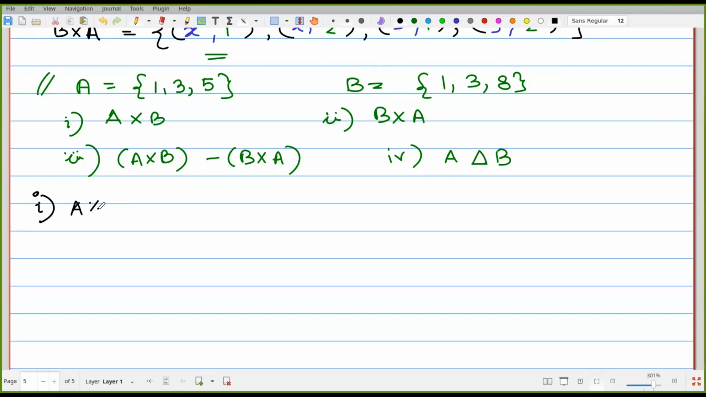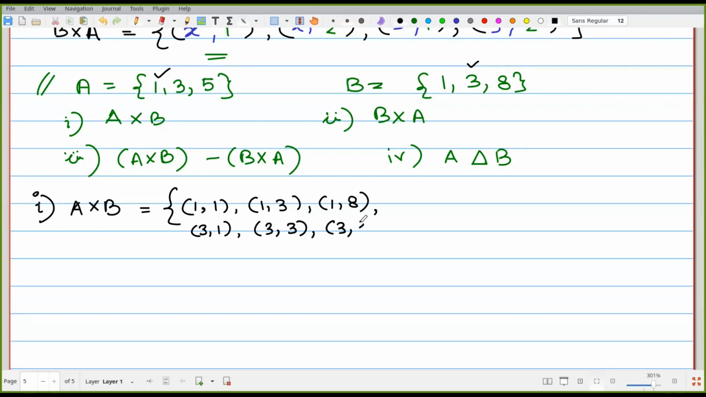So the very first one, A cross B. Just think about that one. Write down the 1 with 1, 1 with 3, 1 with 8. So I am writing the very first one: (1,1), (1,3), (1,8). Then the second one: (3,1), (3,3), (3,8). Then (5,1), (5,3), (5,8). That is our A cross B.